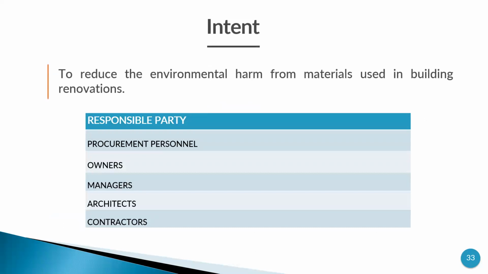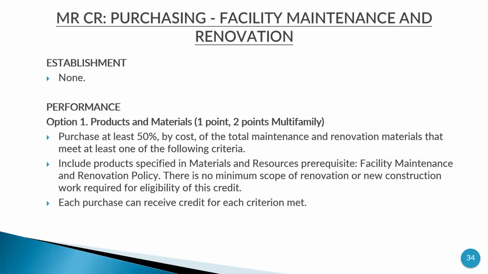Now coming to the next one, to reduce environmental effect. This is for the renovation part of it. Facility maintenance and renovations, right? Next credit. The objective is to reduce the environmental harm from the materials used in buildings and renovations. Establishment none. Performance. Product option 1. Products and materials. Here again, purchase at least 50% by cost. Before we have seen 25% and 75%, right? But here it is 50% by cost of the total maintenance and renovation materials that must meet at least the products that are specified in the EMMA prerequisite facilities maintenance and renovation policy.